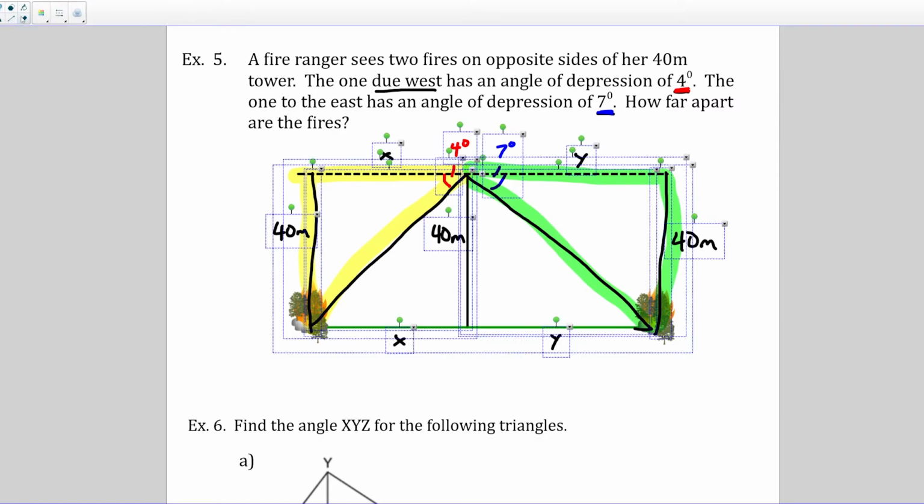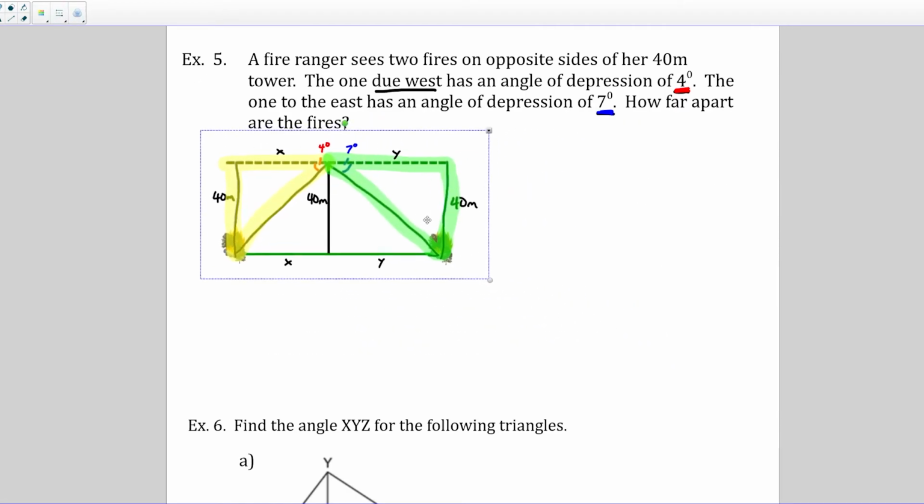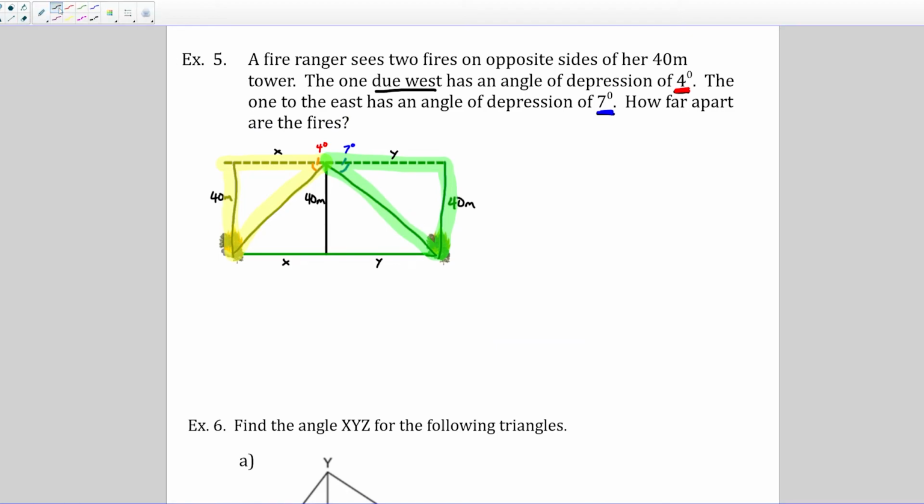I'm going to shrink this down a little bit so I give myself a bit more room. Let's move this over here, and let's start with the triangle on the left-hand side. This yellow triangle has X on the top and my 4 degrees here. You'll notice this isn't really to scale, like the 4 and the 7 degrees both look exactly the same. So don't worry about the scaling. You should never trust the scaling in pictures.